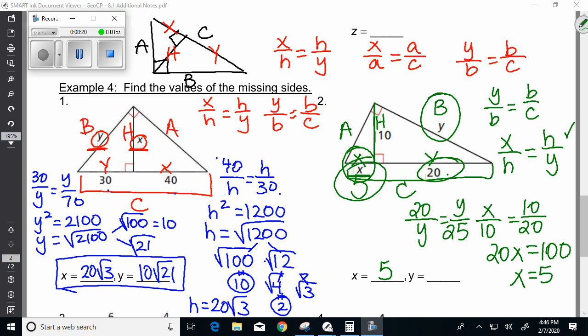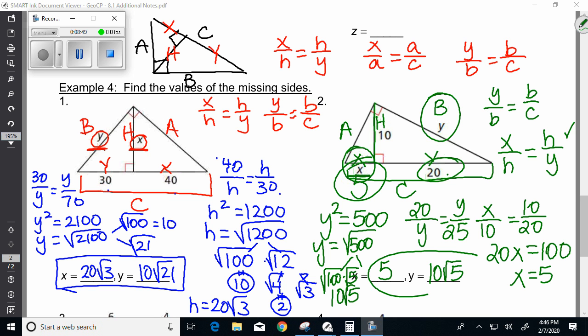So now we have our other equation to solve out. Y times Y is Y squared. 20 times 25 is 500. So Y equals the square root of 500. Break that up into 100 times 5. Square root 100 is 10. And square root of 5 doesn't work. So there's your answers for problem number 2.